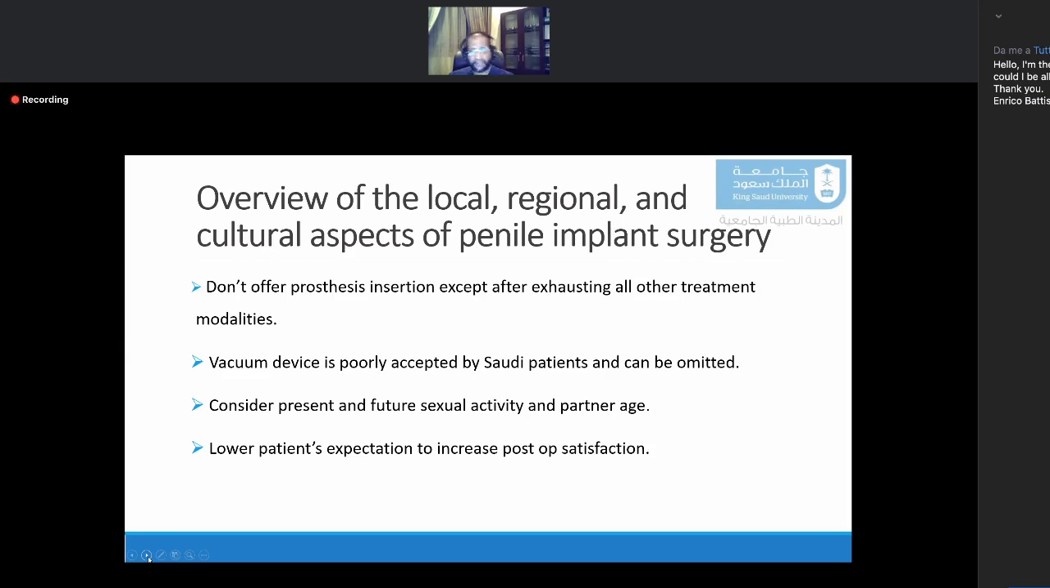I have to say also, from the perspective of Saudi patients, vacuum constriction devices as an element for treating erectile dysfunction are poorly accepted by patients, the compliance rate with them is very poor, and they are very unlikely to be tolerated. So it can be very easily omitted from your counseling when you counsel patients for possible options for treatment of erectile dysfunction. You have to consider present and future sexual activity of the patient and his partner.